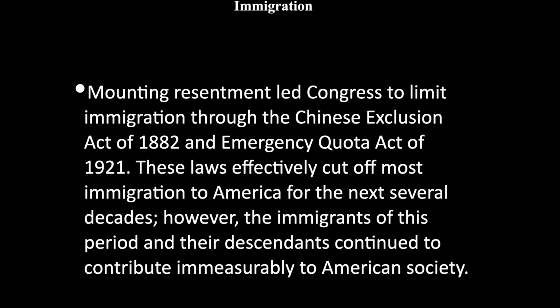Think about that today. What if Congress banned people from any particular place? You can't come here. That's what some people want to do. Some people want that to happen. So this has happened in history. Kind of crazy if you think about it.